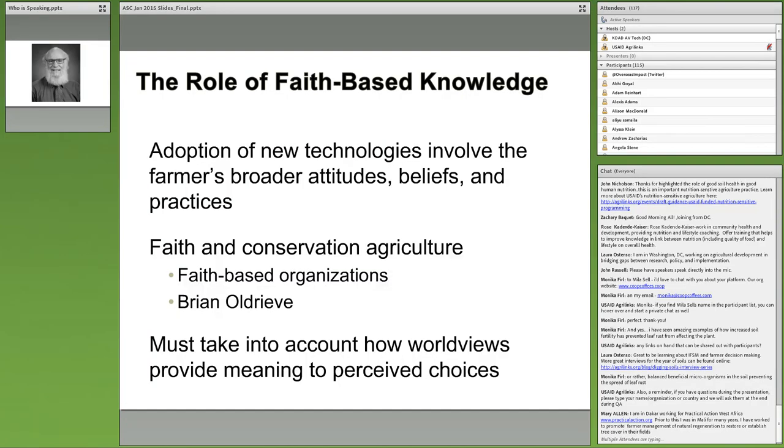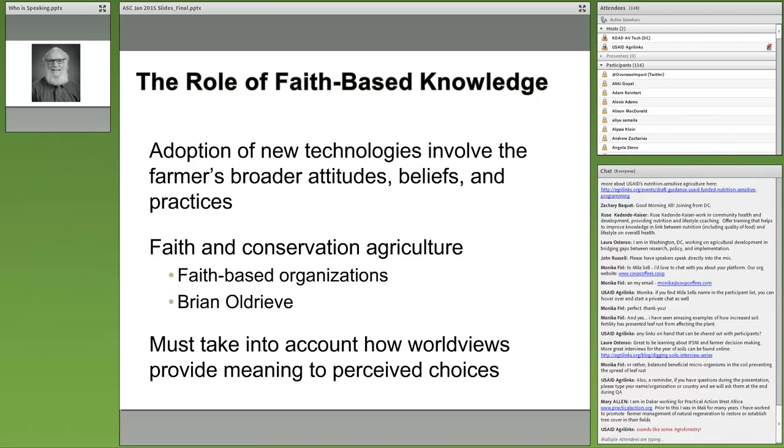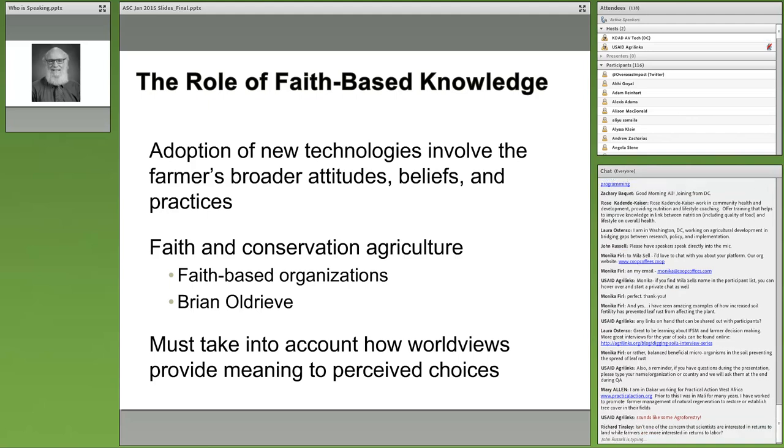Finally, I'd like to take a look for a moment at the role of faith-based knowledge. The adoption of innovations is more than simply a matter of how knowledge is produced and validated in the biophysical and economic dimensions. It also involves farmers' broader attitudes, beliefs, and practices. Spiritual and religious beliefs within the community significantly shape how choices are framed. A person's religious belief helps frame a worldview that influences farm management decisions and perceptions of agricultural problems.